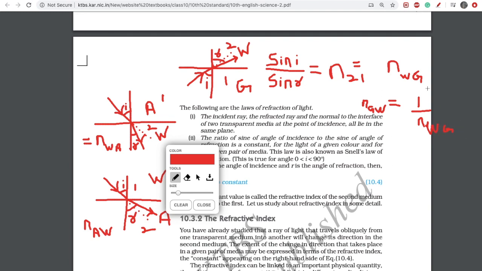So this is a formula that you have to note down. What is the formula? n12 equal to 1 by n21. So whenever there is a problem where they have asked you for glass with respect to water, but if you do sin i by sin r, you will get n water glass, then you have to do 1 by that one. So note this formula down also, it's very important.